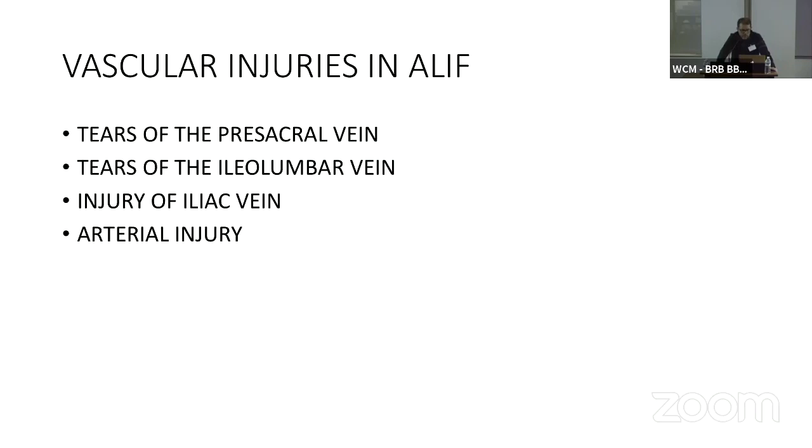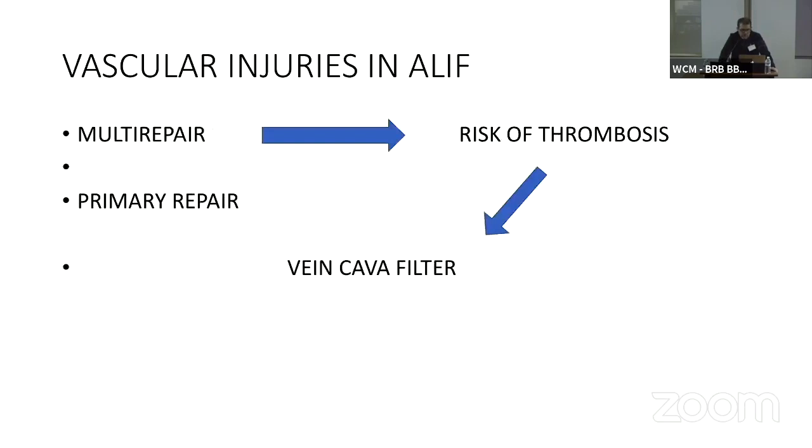is much better. But what happens with the accidents, the injuries in ALIF, are the tears of the presacral vein, the tears of the iliolumbar vein in L4-5, or injury of the iliac vein. In this case, primary repair is necessary. Arterial injury is less common because the artery is strong and mobilization is easier when you compare it with the vein.